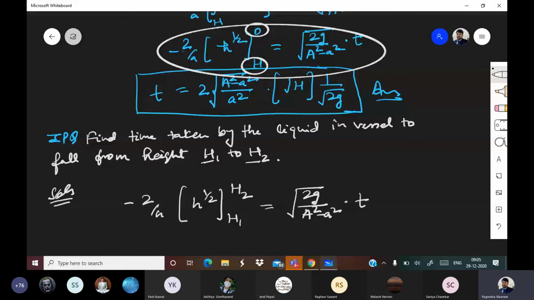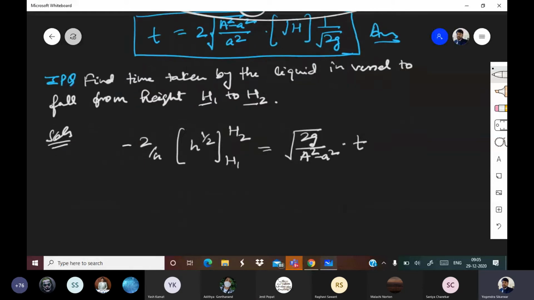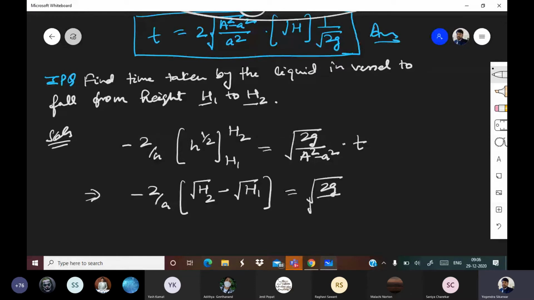So when you are going to put the limits, it will be minus 2 upon a. Upper limit will be root of h2 minus lower limit will be root of h1, is equal to root of 2g upon a square minus a square into t.